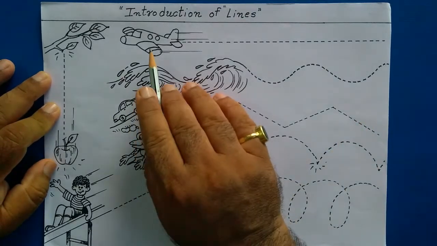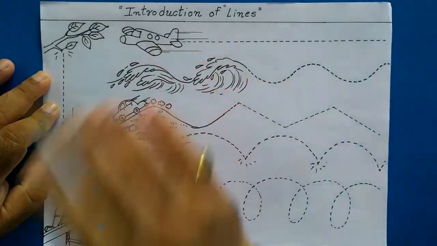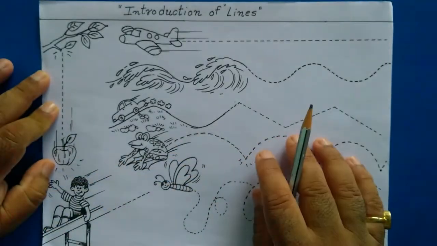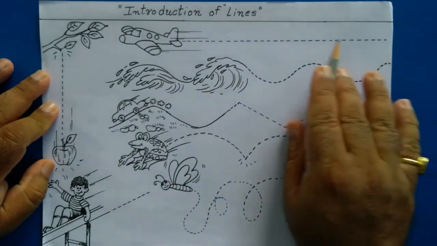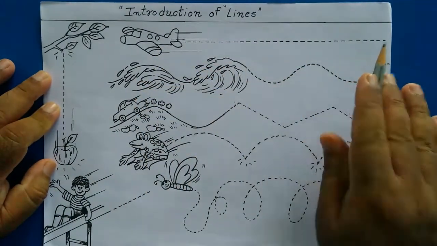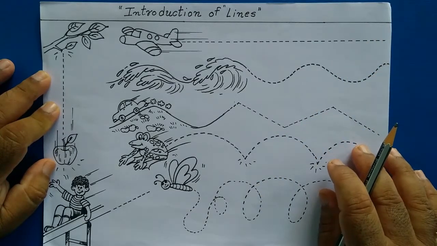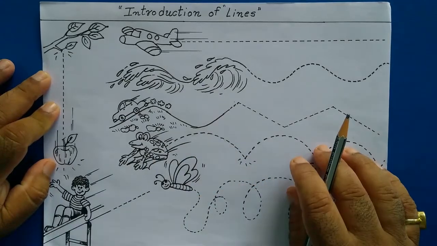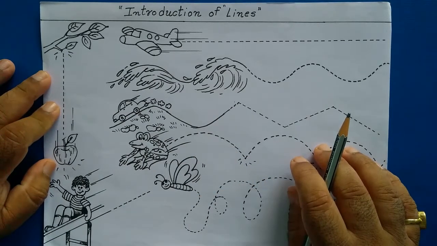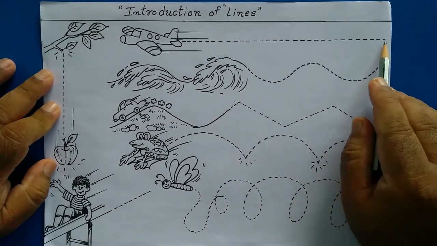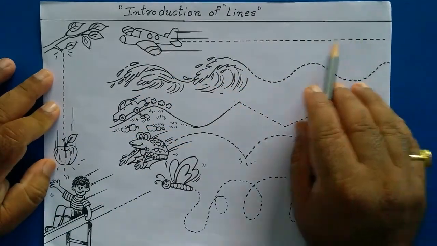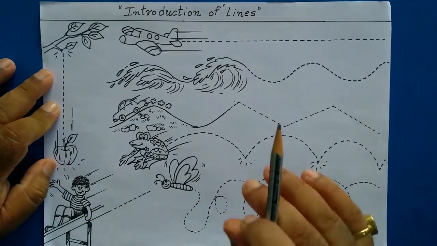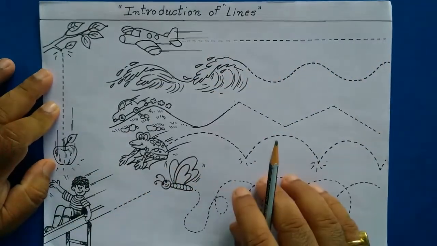You must have seen a flying aeroplane. An aeroplane flies in a straight line. Straight line is the shortest distance between 2 points. That is why an aeroplane flies in a straight line from one city to another. The path of the aeroplane is a very good example of straight line or sleeping line.